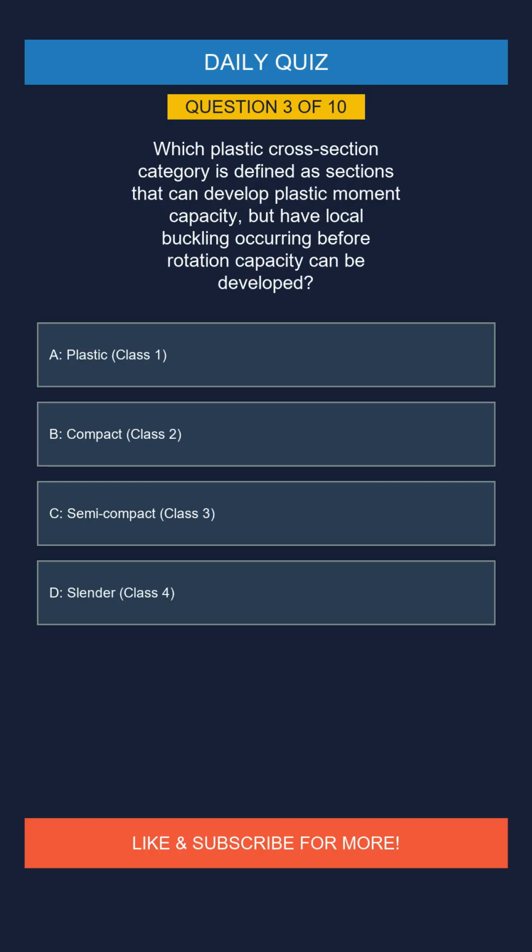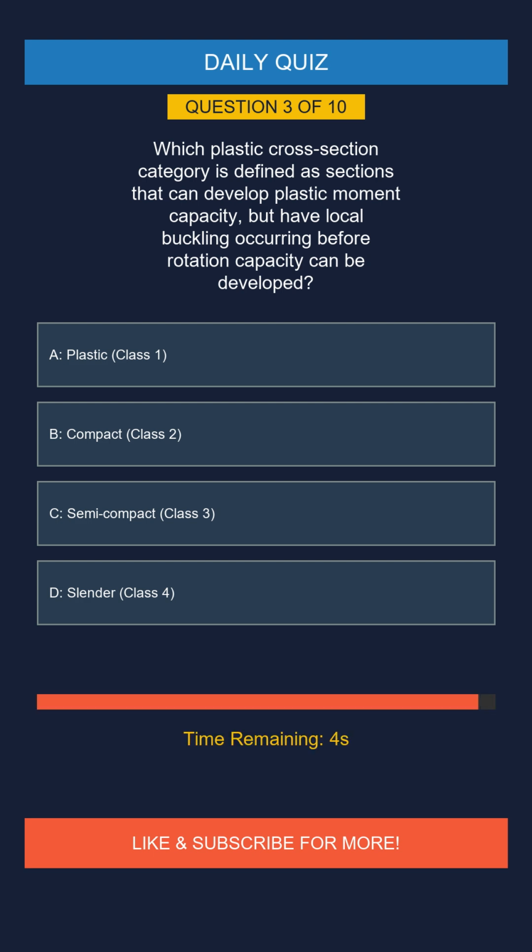Question 3. Which plastic cross-section category is defined as sections that can develop plastic moment capacity, but have local buckling occurring before rotation capacity can be developed? Option A, Plastic, Class 1. Option B, Compact, Class 2. Option C, Semi-compact, Class 3. Option D, Slender, Class 4.